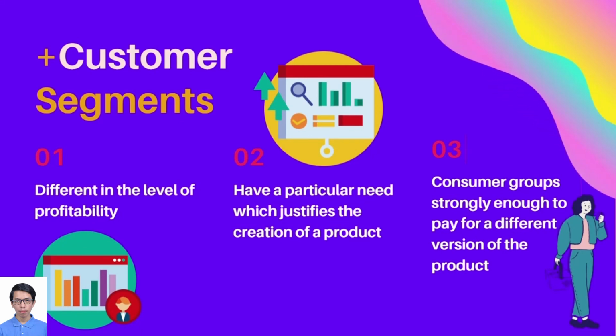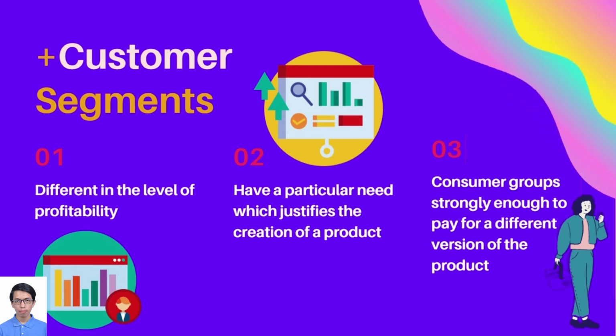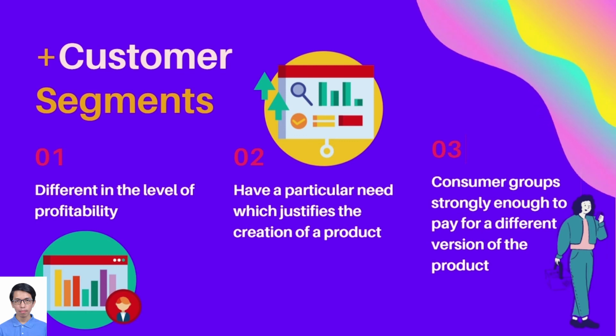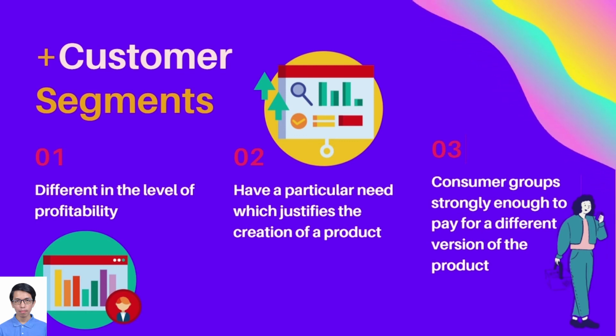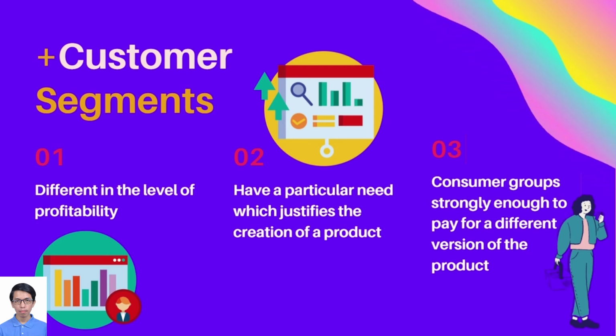Next, we move to the customer segments. First, we aim for a difference in the level of profitability. Profitability is very important as it will help our company keep releasing new products to the customer. Next, we have a particular need which justifies the creation of a product. We ensure that our product will fulfill all of our customers' needs without any difficulties. We also want the customer group to be strong enough to pay for a different version of the product.